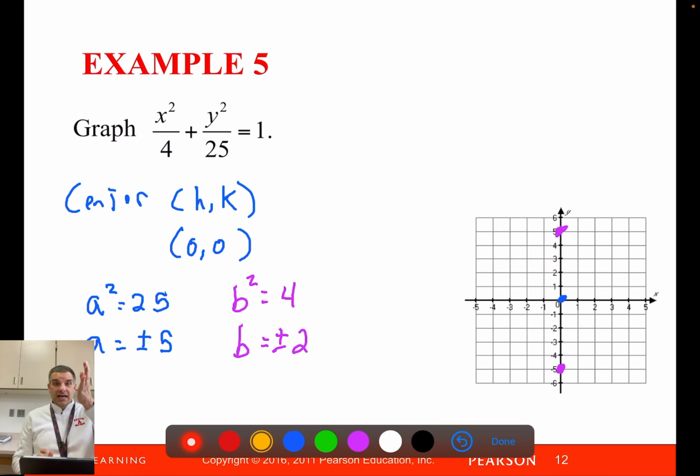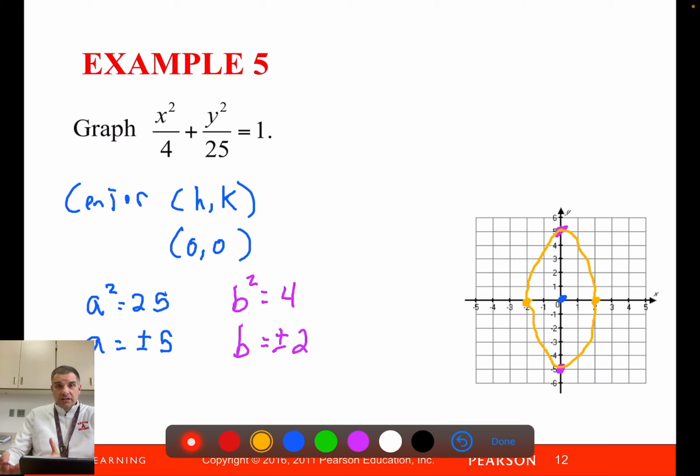Because that is underneath my x value, that means from the center, I'm going to move 2 to the right and 2 to the left. And those are going to be my guiding points as far as graphing this. And this is what this graph is going to look like for this problem.